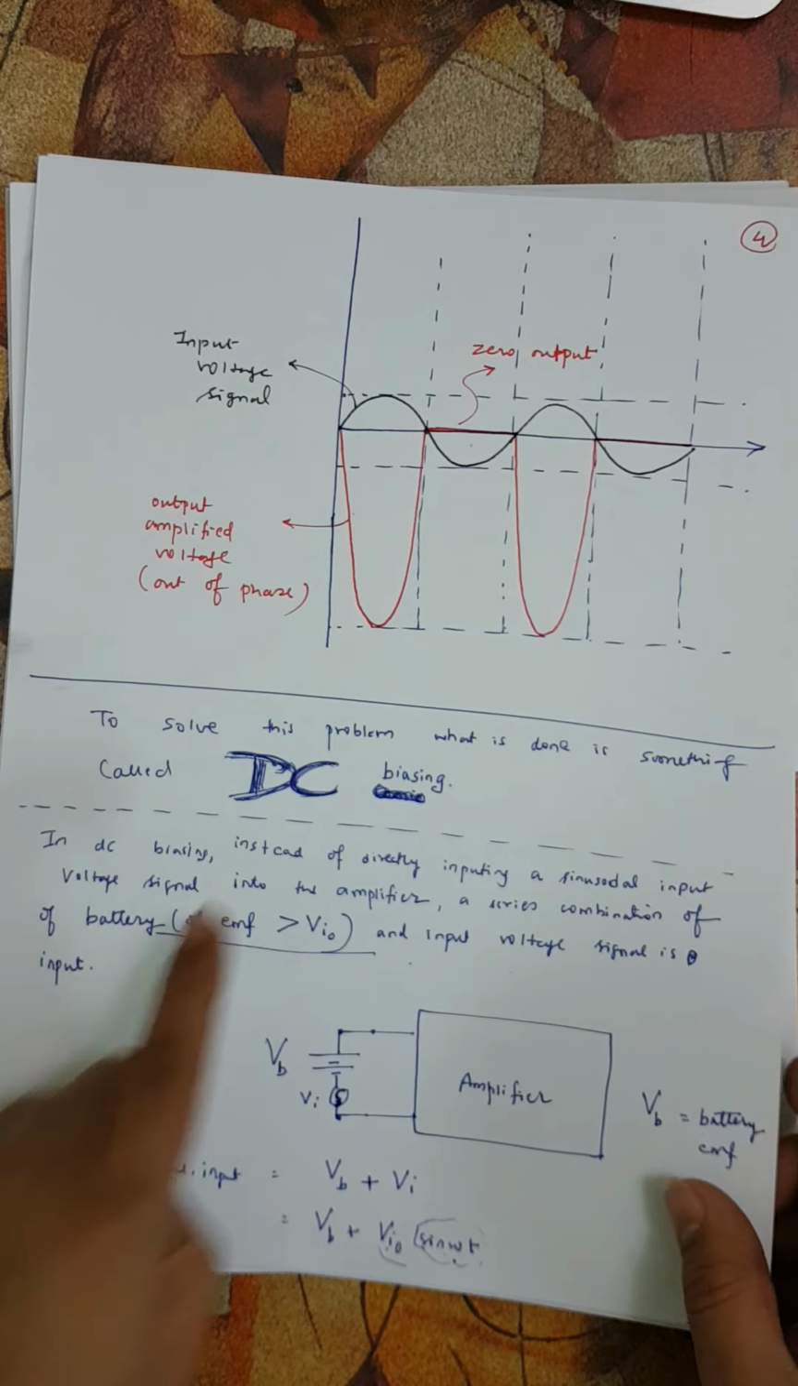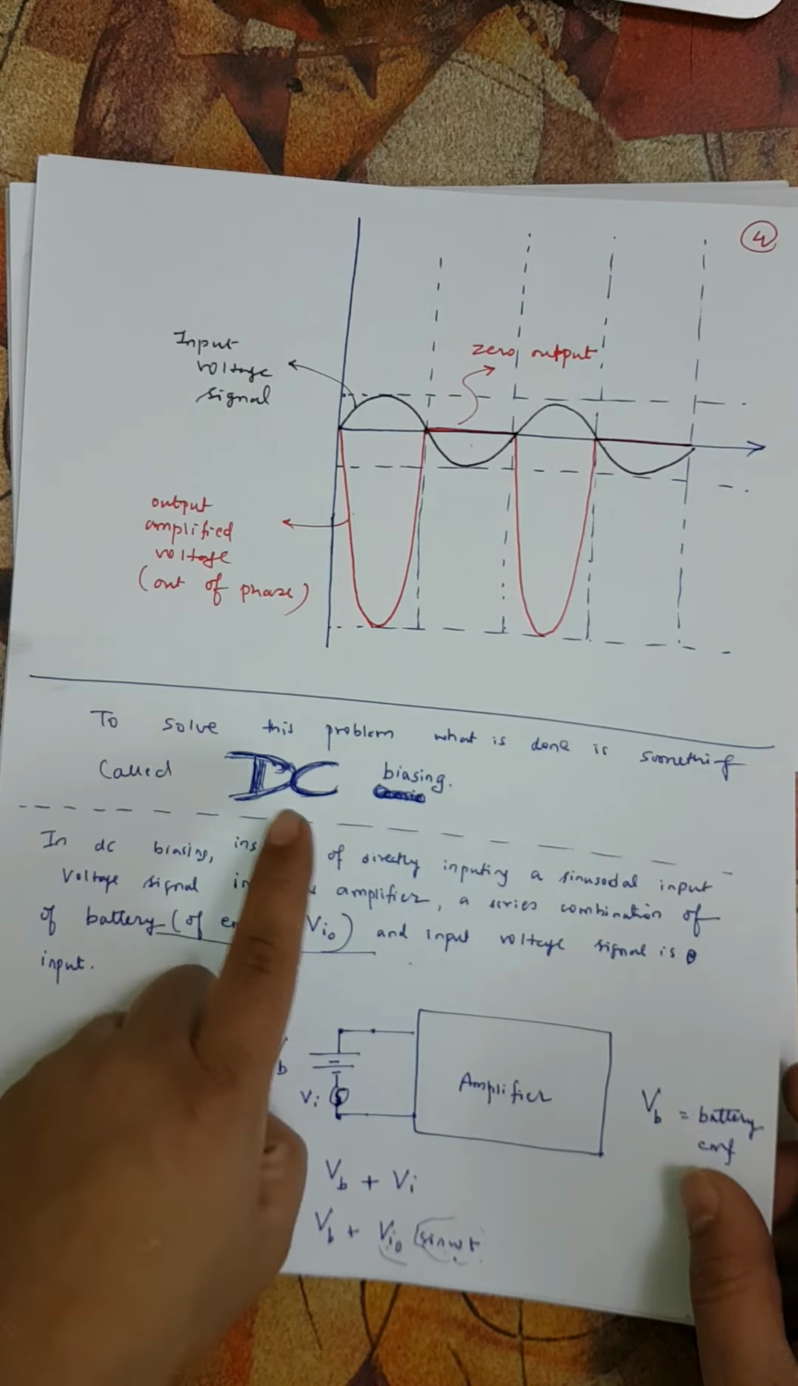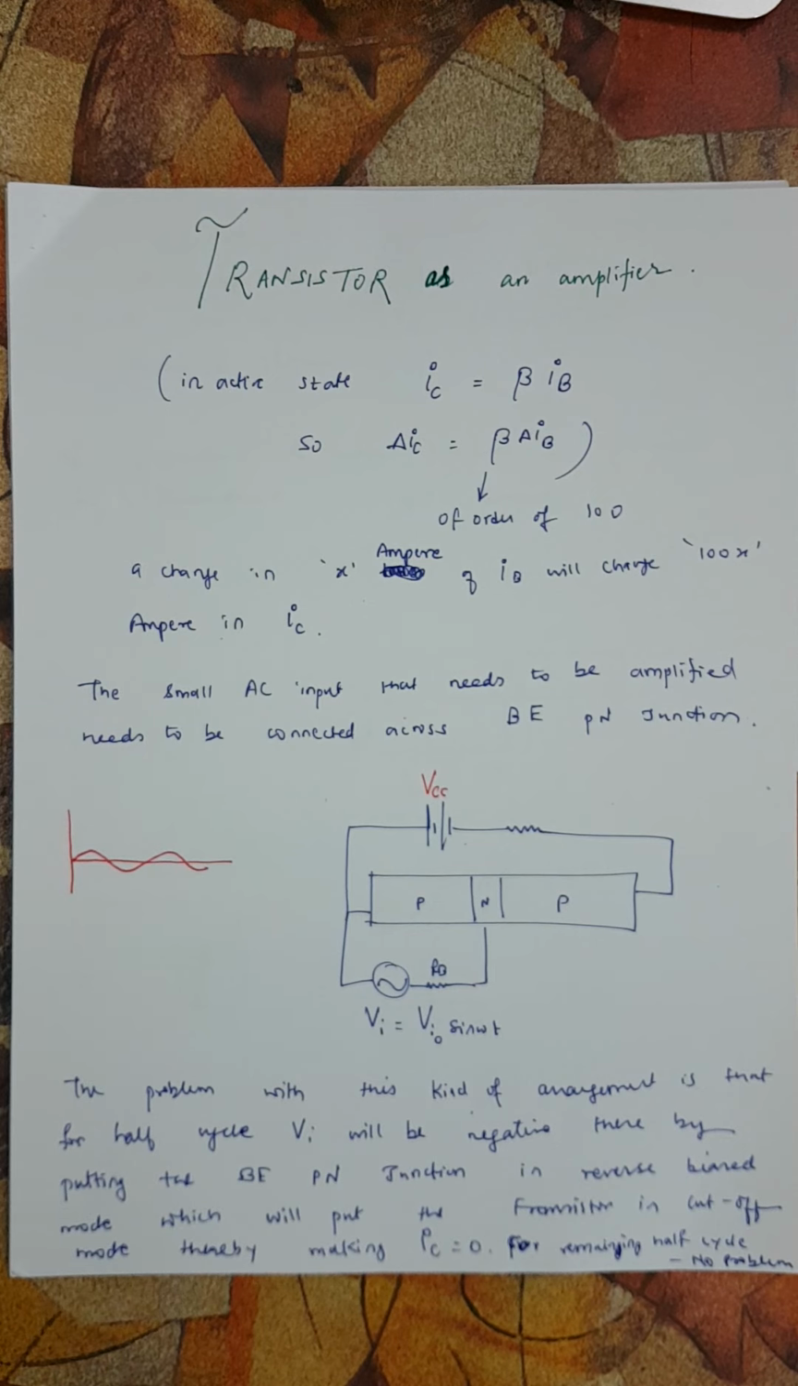So what we discussed at that time is that we are going to use this DC biasing. The same thing we are going to do here in case of transistor also. So DC biasing is done. DC biasing is done means apart from this sinusoidally fluctuating input voltage, we are going to connect a battery also.